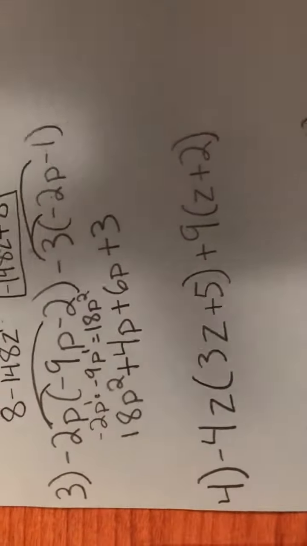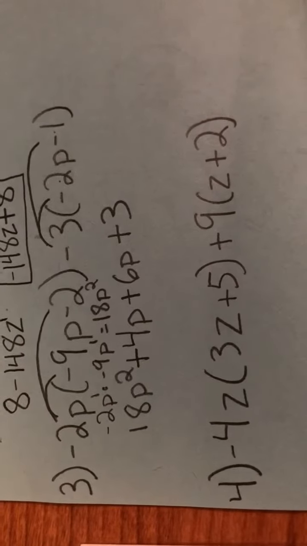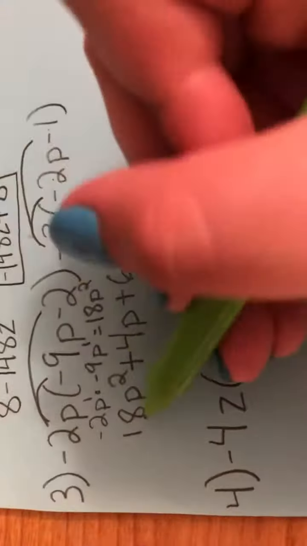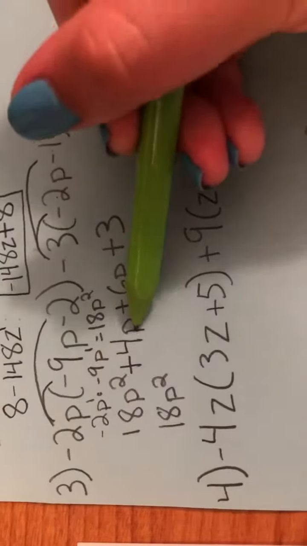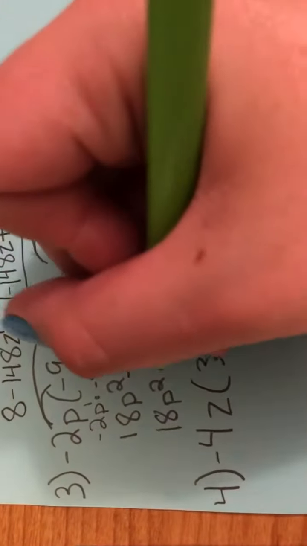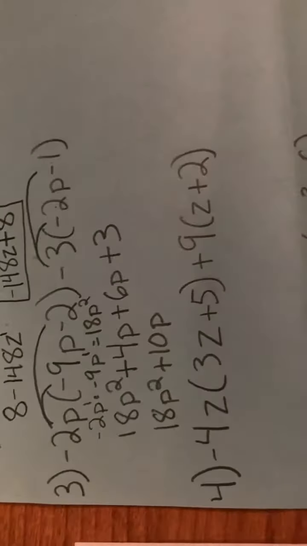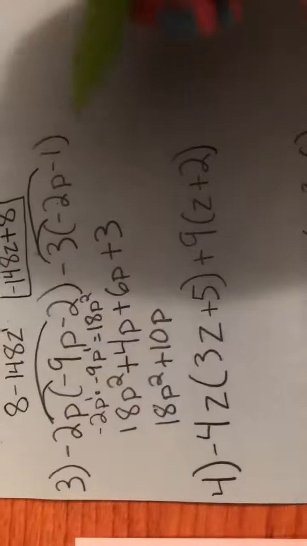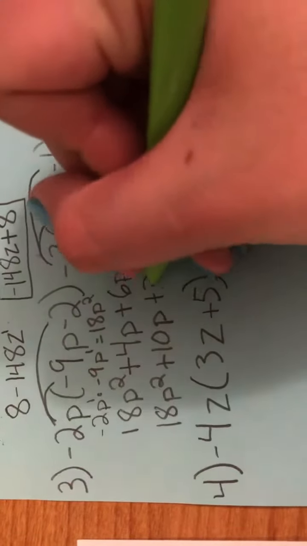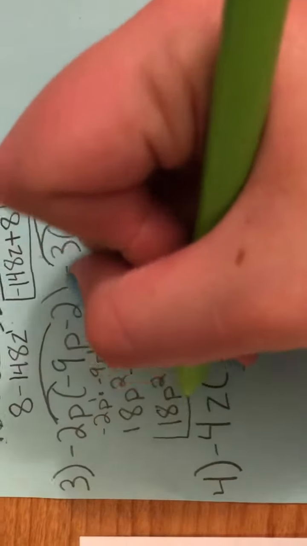Again, do not forget to simplify as far as you can. So 18p squared does not have another like term. Then we have 4p plus 6p gives us positive, so that's where that plus sign is coming from, 10p, and then that 3 is what's left over. So there's our answer.